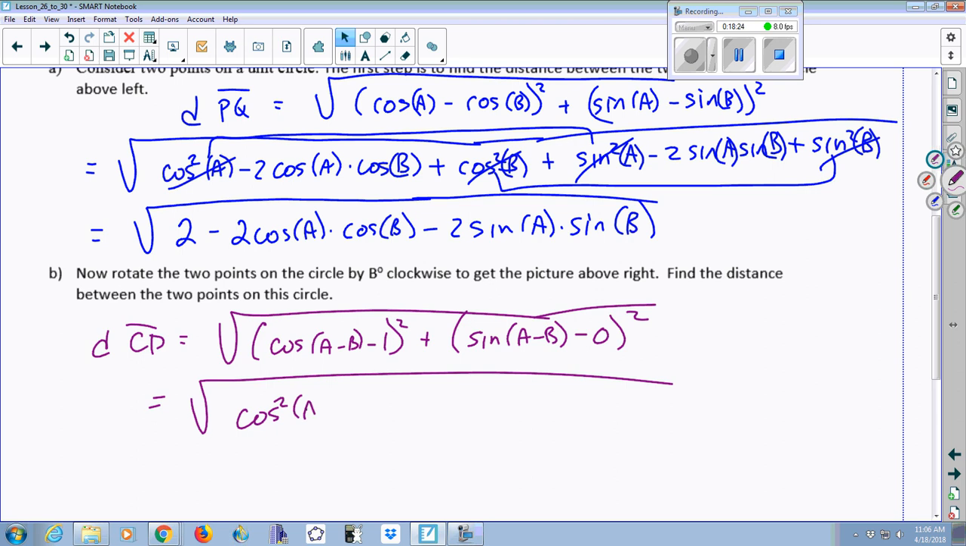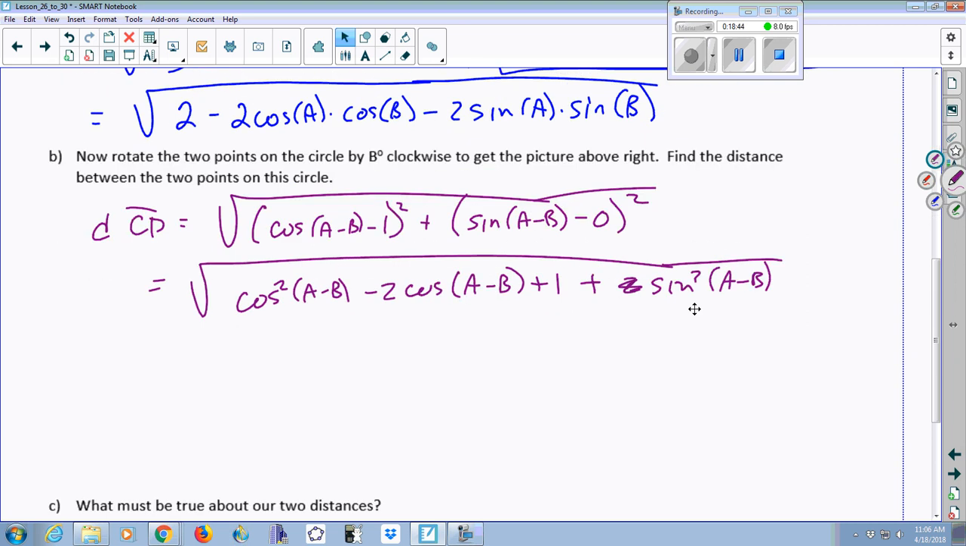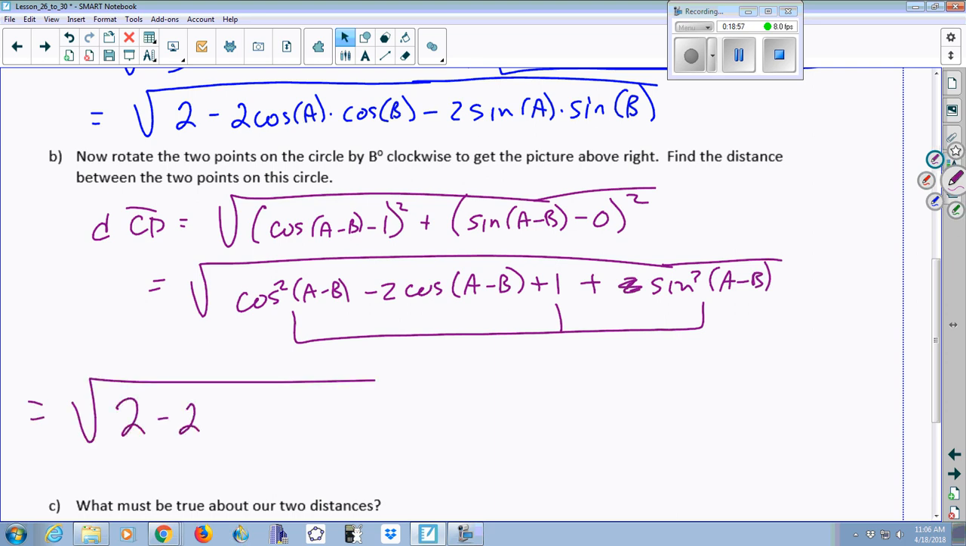Cosine square of A minus B. Ooh, it's almost what we want. We want a cosine of the difference, right? Minus 2 cosine of A minus B plus 1 plus 2 sine square of A minus B. Okay, can I do anything there in terms of simplifying? Oh yeah, I got another cosine square and sine square. So that gives me 1, and then I've got this one to join it. So I get square root of 2 minus 2 cosine of A minus B.